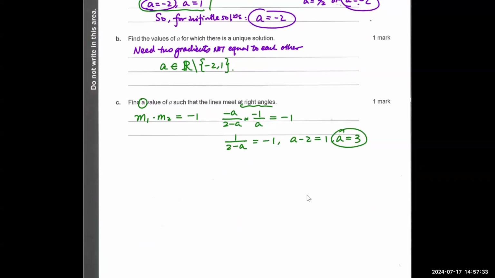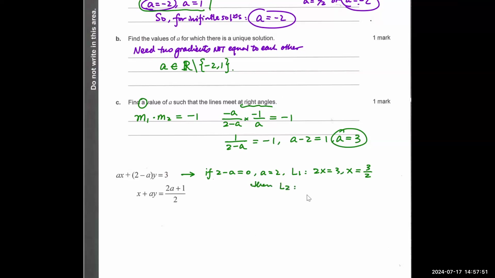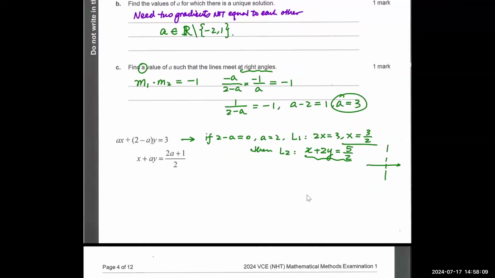Okay, special case. If 2 minus a equals 0, a equals 2, and line 1 is 2x equals 3, so x equals 3 over 2. It's a vertical line. Then your line 2 will become, let's say, x plus 2y equals 5 over 2. Clearly, this is not perpendicular to the x-axis, and this line has some slope there. So these two lines are not perpendicular to each other.